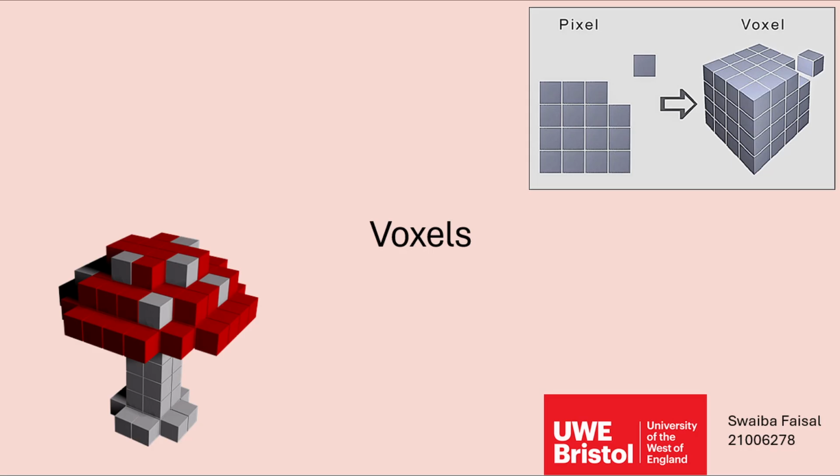So voxels are essentially three-dimensional pixels. They're used in a variety of different games, Minecraft, Teardown, for example, and also a lot of software. For example, Magica Voxel is quite a popular voxel building software.